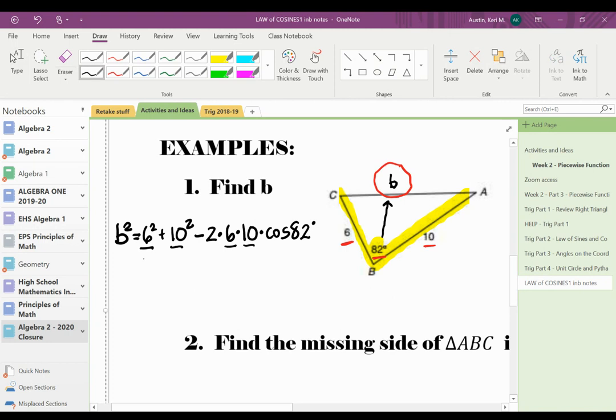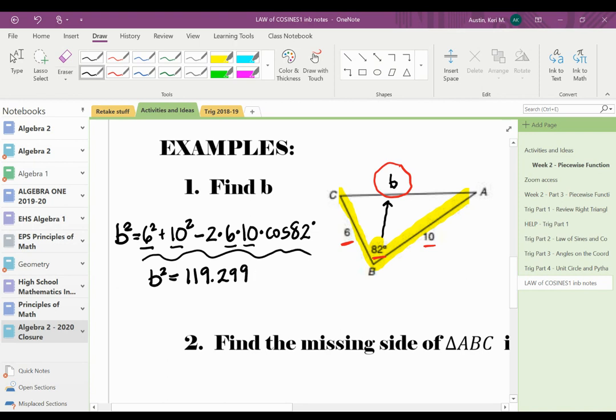And then the great thing is this can get typed right into your calculator. If you want to practice with me, you want to make sure you're in degree mode. 6 squared plus 10 squared minus 2 times 6 times 10 times the cosine of 82. I'm going to kind of show it in steps here. You could do it all on your calculator without recording this middle step. So I got 119 point, I'm going to go to the thousandths place.